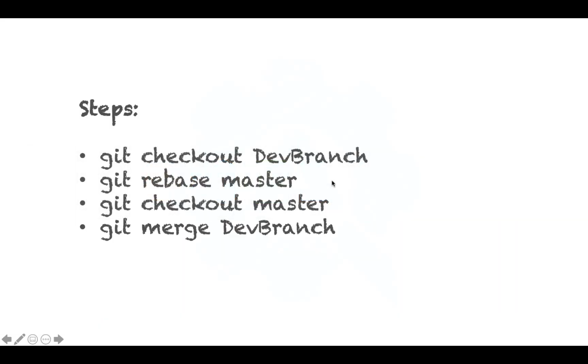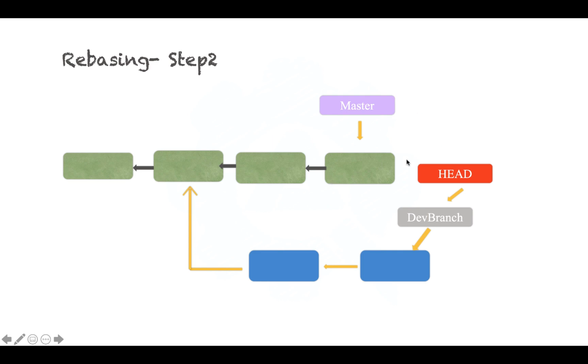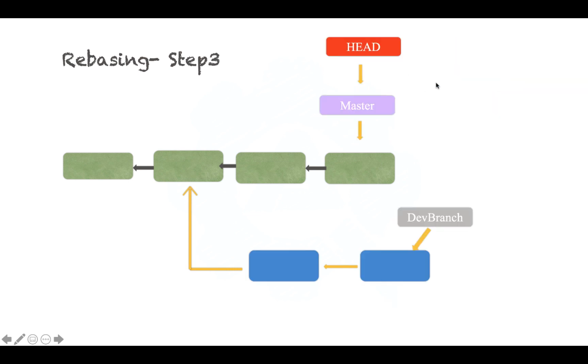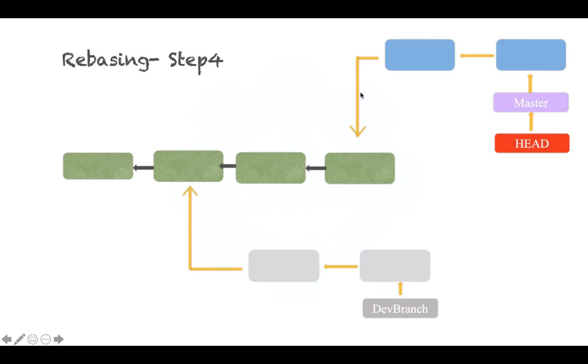So if you go back and check the presentation over here, this is the first step that we have done. We have tried to move our pointer of head from master to dev branch. That is by doing a checkout. We did that. Then we did a rebase. That's also done. Now we are trying to do a merge. So this is the step where we have done the git checkout to master again. So the head moved again from dev branch to master branch. And now we're trying to do a git rebase by doing a git merge operation.